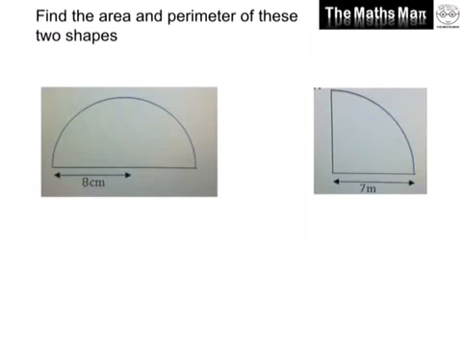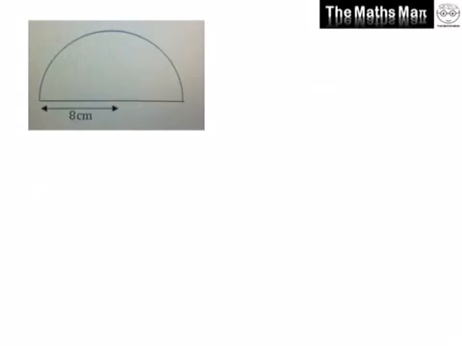Right, so after the last video, I left you these two shapes here and said to find the area and perimeter of each shape. So I'm going to go through the answers to them now. So the first shape here is a semicircle. Now we know that a semicircle is just half of a circle. So for example, I've put a full circle in next to it.